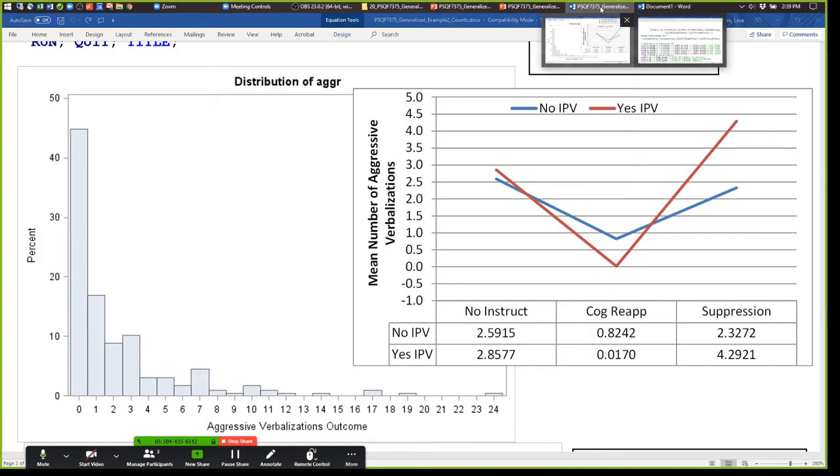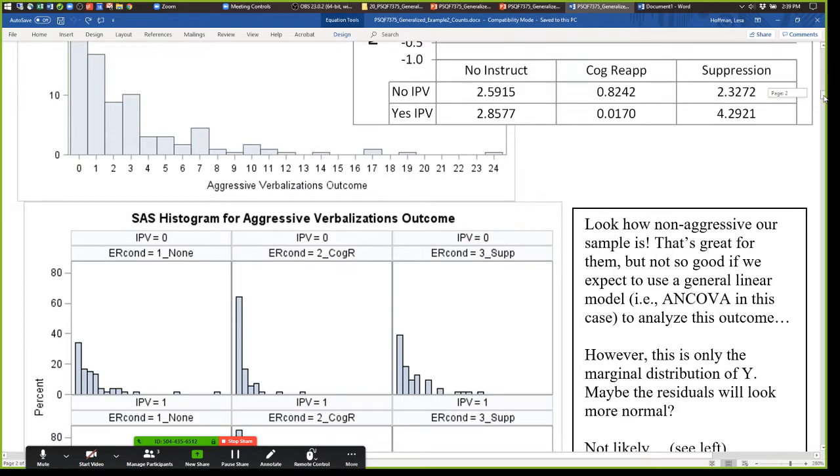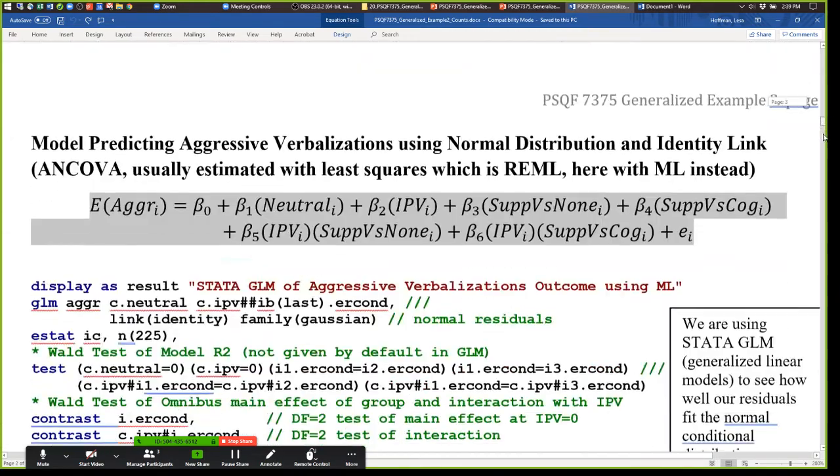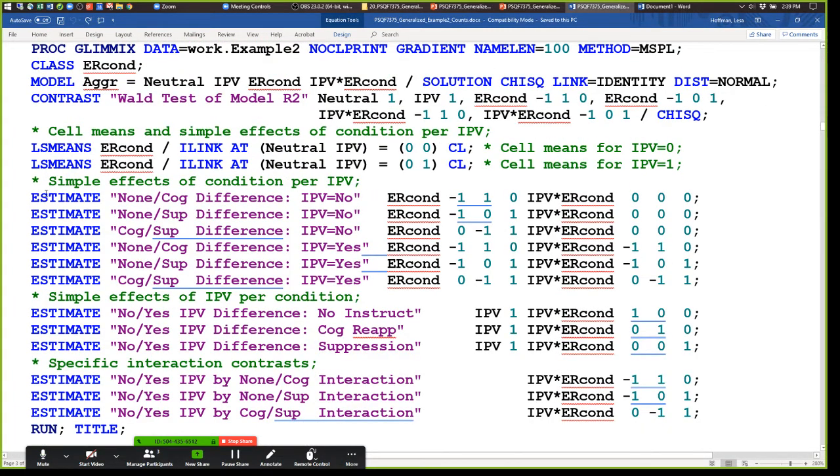Same thing in SAS. Go back to the other handout. Looks like that line and that line. -1 for the first group, 1 for the second group. The interaction term zeroes out if it's for IPV 0. The interaction term takes on the same values as the main effect because they're being multiplied by IPV equals 1 to create the interaction.